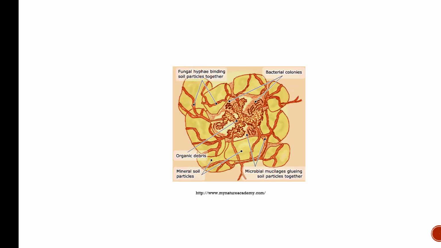And here's just a sample of what it might look like. You've got some bacterial colonies here. You've got fungal hyphae binding these soil particles together. There's some organic debris in there, which would be humus. That's the stable portion of organic matter. Here are our mineral soil particles and some of the exudates that are gluing the soil particles together.